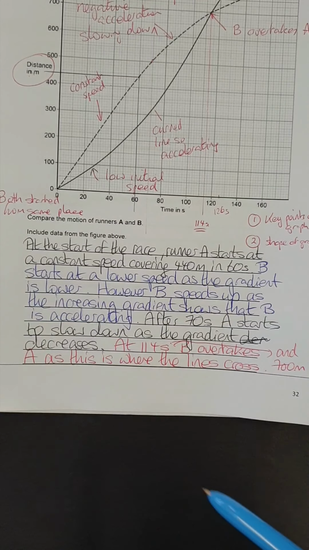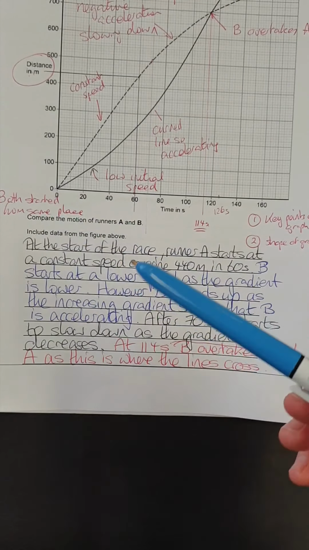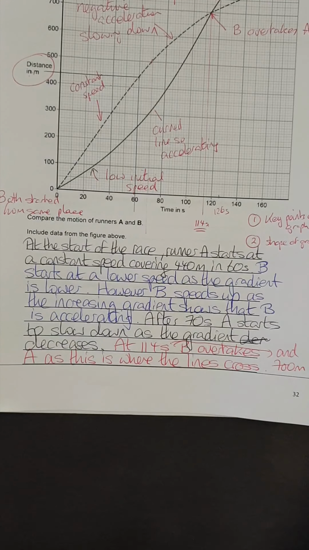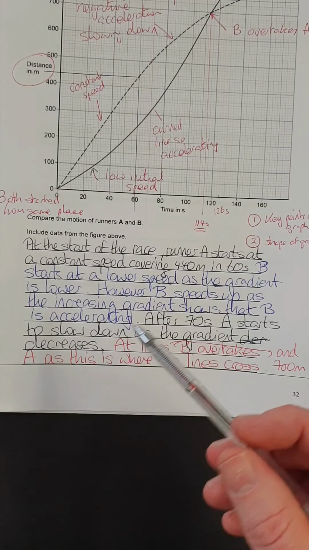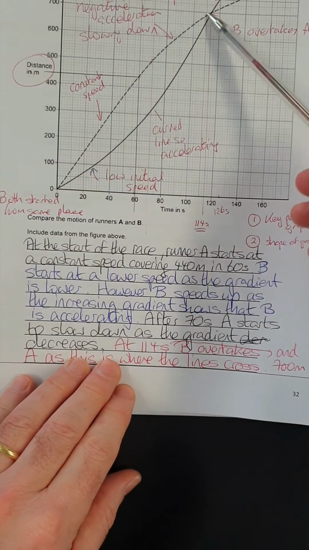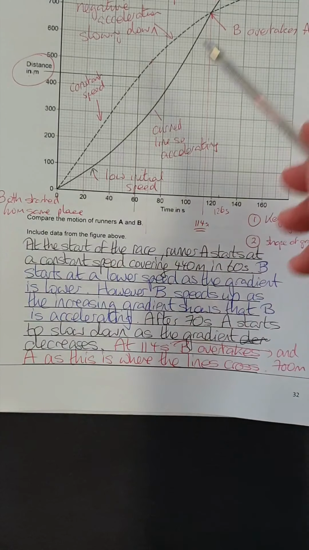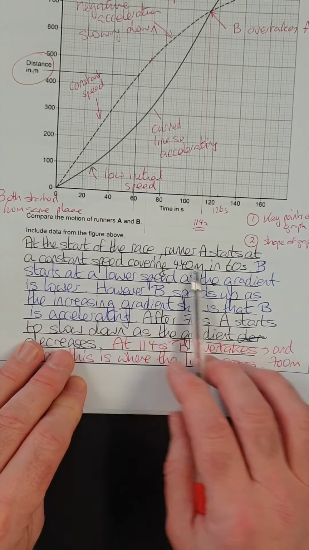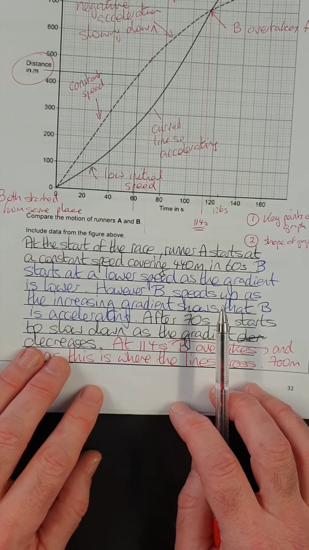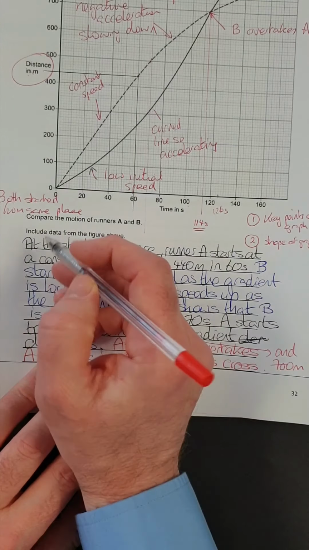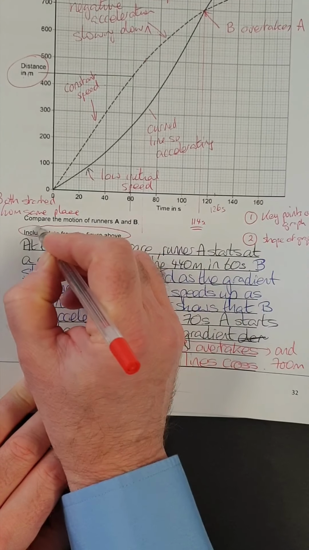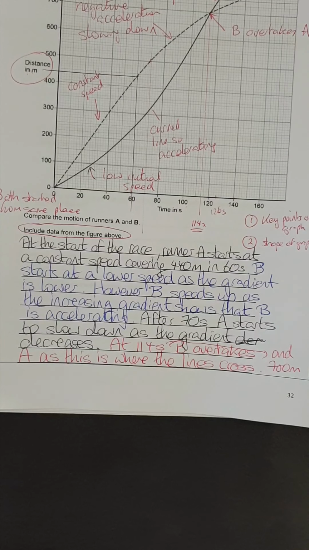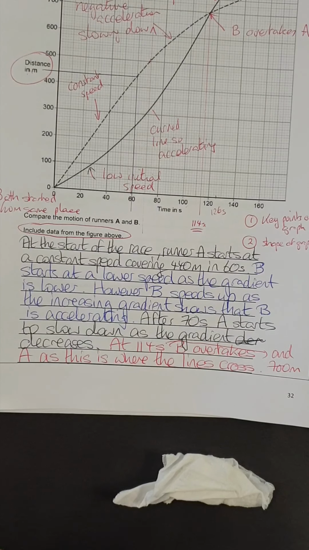And I've chosen in this case to do it chronologically, so to go through the race from the start to the end, comparing the motion of the runners at each stage. You could do it that way, or you could choose a different way, looking at the main points and then looking at the gradient. However, I think in terms of trying to make a coherent argument, this is probably the easiest for people to follow. I'll just draw your attention to this statement in the question: include data from the figure. So we're going to put in numbers taken from the graph.